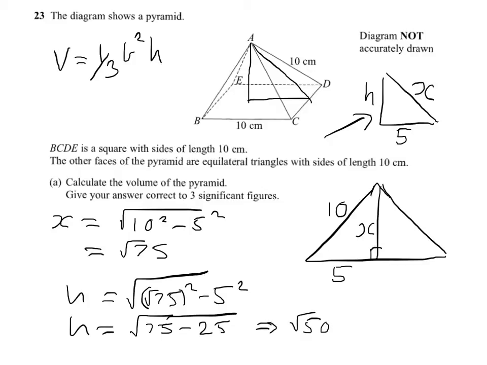So if we go over to our original formula, v will equal 1/3 of our base squared, which is 100, times the square root of 50, the height. So we can use a calculator to finish off, which comes to 235.7, but we've been asked to do it to three significant figures. Make sure you spot that, three significant figures. So the answer is 236 centimetres cubed to three significant figures.